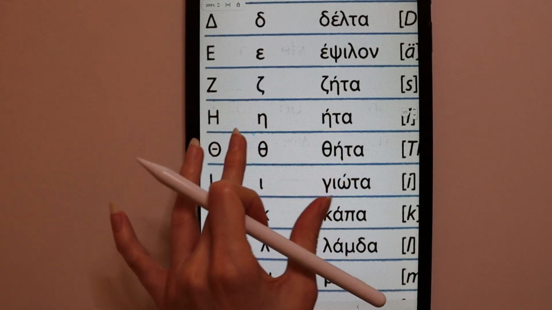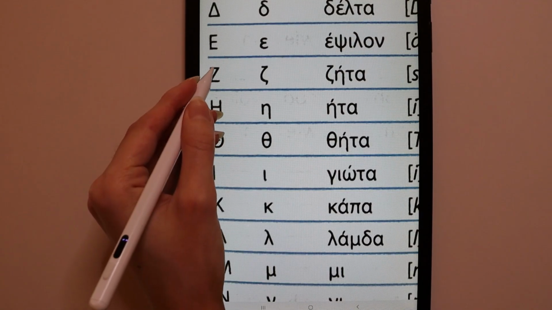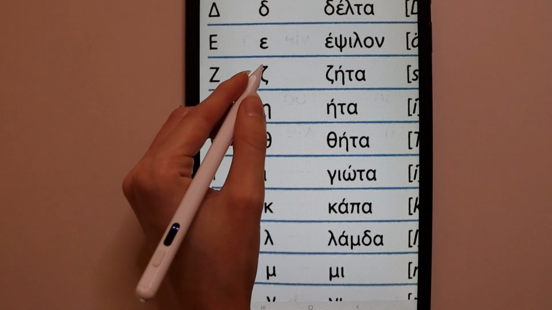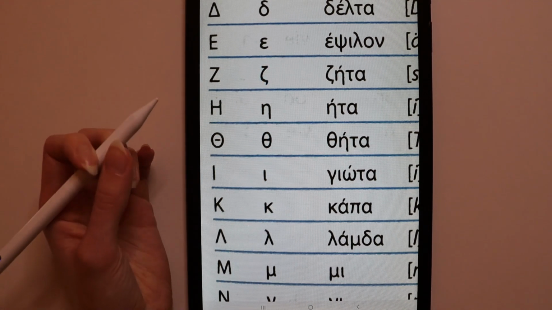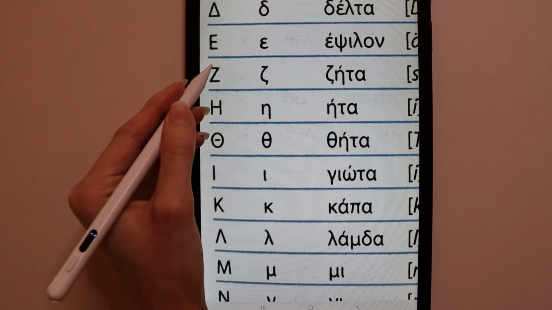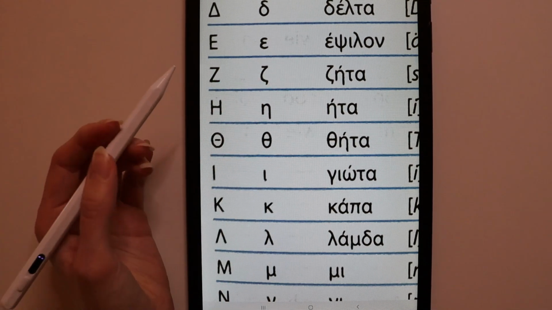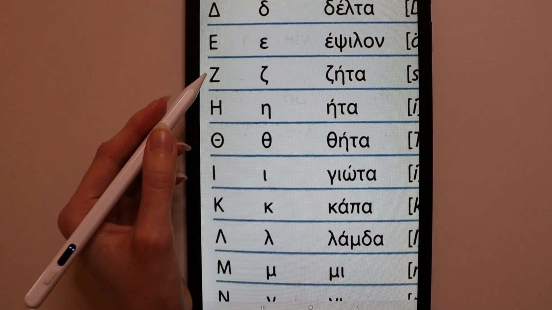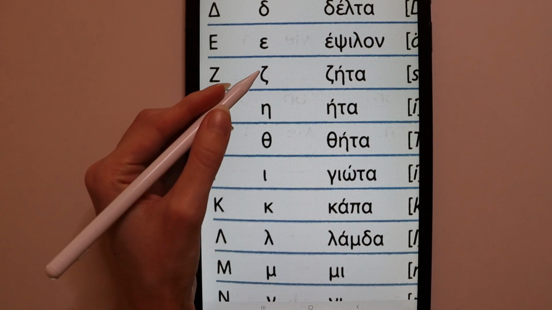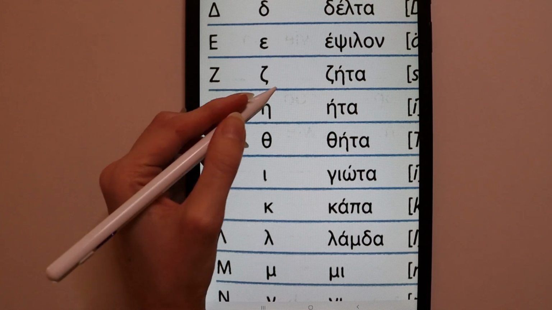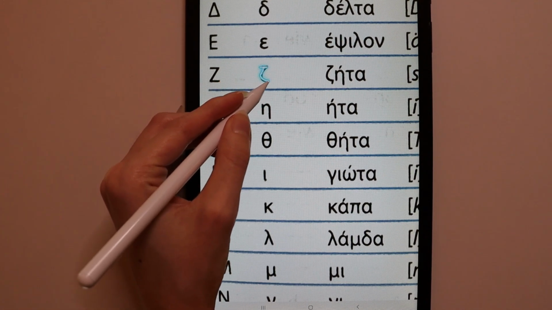Now we have zeta. Zeta is like a Z, I would say. And it looks like the Z in the Latin alphabet, at least the uppercase version. And the lowercase version looks also kind of similar, but it's like this.